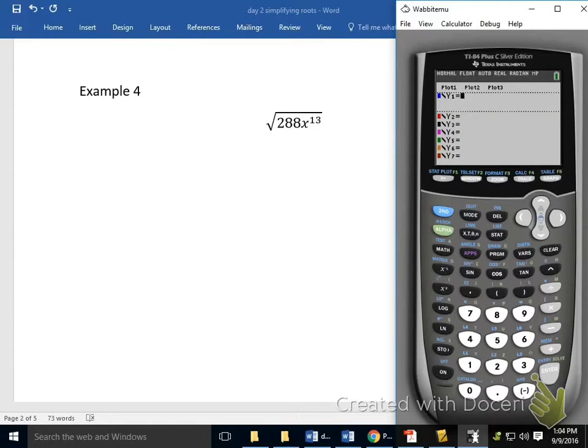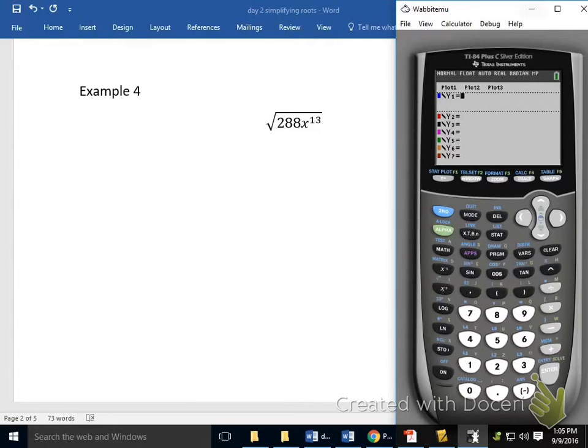So there is a cheat that you can do with your calculator to simplify square roots. It's kind of ridiculous, but it does work. This won't work for the x to the 13th. I'll have to deal with that by hand. But I can square root 288 and simplify it using my calculator.